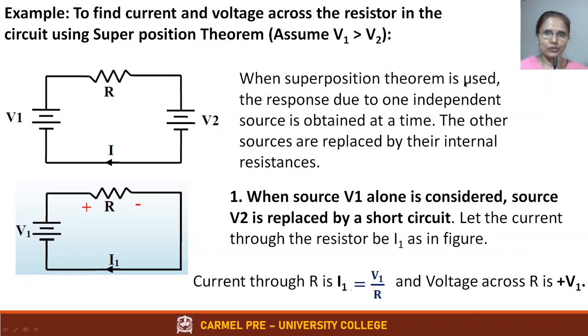Okay, so when superposition theorem is used, the response due to one independent source is obtained at a time. The other sources are replaced by their internal resistances, if any. In our case, ideal voltage sources, so there are no internal resistances. So first, when source V1 alone is considered, we will consider only this, and we are going to short circuit this. V2 is replaced by a short circuit. Let the current through resistor be I1.